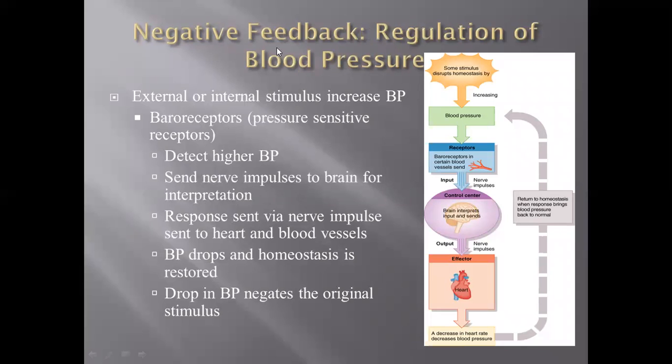So negative feedback regulation of blood pressure. Here is another example: an external or internal stimulus increases the blood pressure. You have baroreceptors, pressure sensitive receptors, which detect higher blood pressure and send a nerve impulse to the brain for interpretation. The response is sent via nerve impulse to the heart and blood vessels, blood pressure drops and homeostasis is restored. The drop in blood pressure negates the original stimulus. You see, it drops. That's why it is a negative feedback.